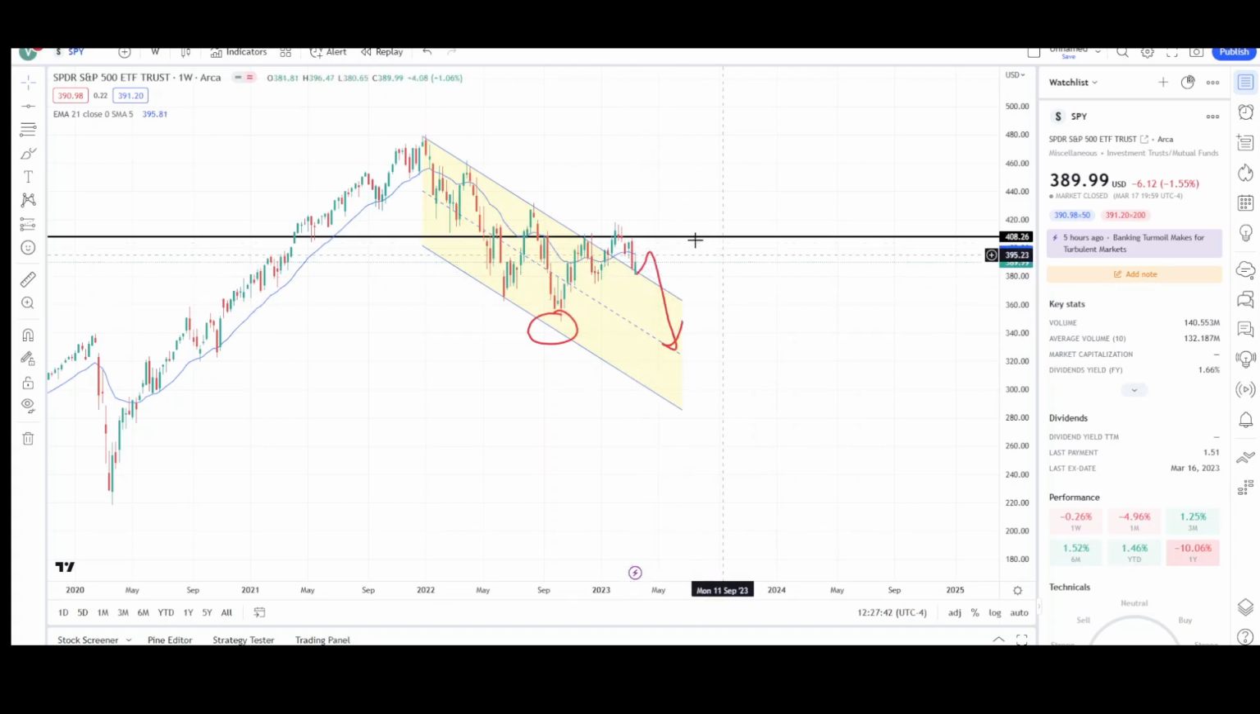But either way, it's looking bearish for the SPY. We're closing below the EMA, and this downward channel still looks to be in play. So that's all I have for the SPY this week, and I'll give you guys an update next week Sunday.